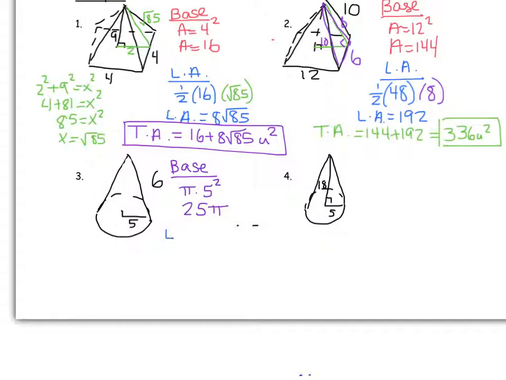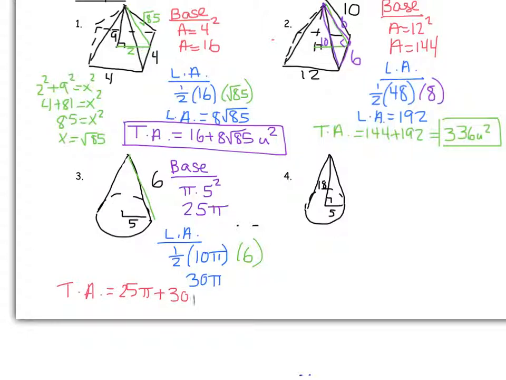And then for lateral area, we want to do 1/2 the circumference, which is pi times diameter, or 10 pi, times the slant height, which is the height that they gave us this time, 6. So half of 10 is 5 times 6. My lateral area is going to be 30 pi. And then my total area, when I add these together, 25 pi plus 30 pi gives me 55 pi units squared.